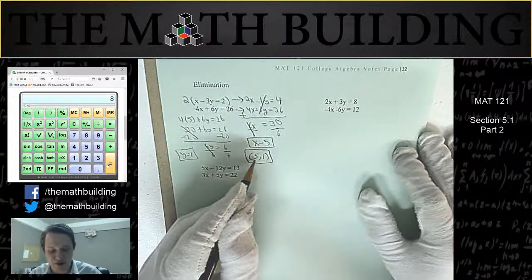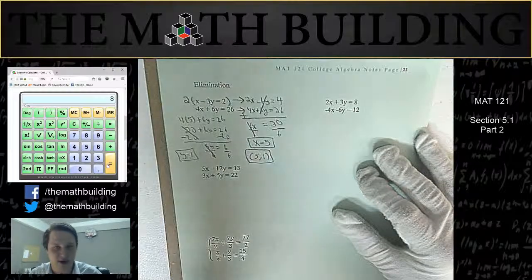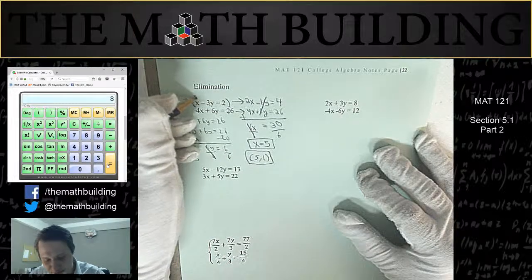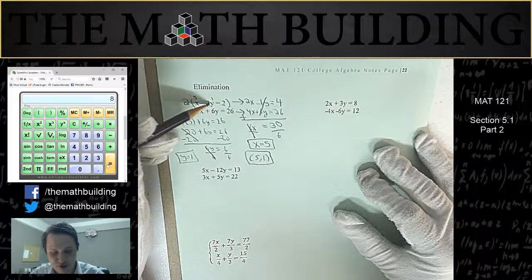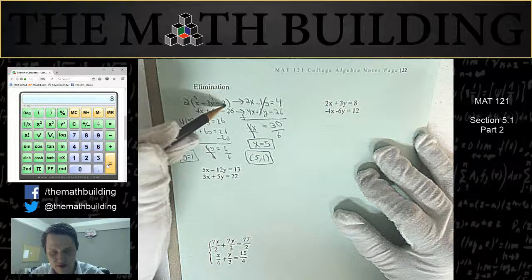Remember, this isn't an interval. This is the point 5, 1. So I know that can get a little confusing. Let's go ahead and check this one. Let's plug in a 5 here and a 1 for y and see if it's true. 5 minus 3 times 1. Well, 3 times 1 is 3. 5 minus 3 is 2.